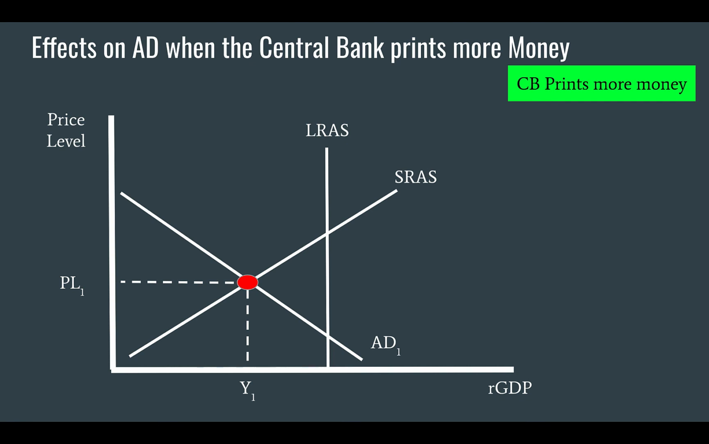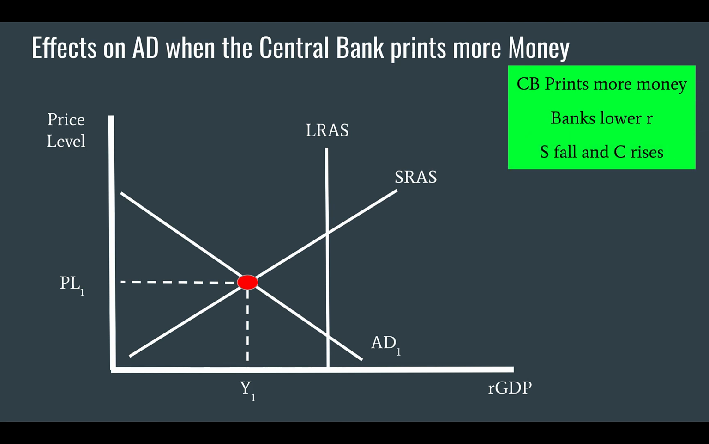When it prints more money, the interest rate falls because banks have extra money to lend out. They're profit maximizers. They make their profit by lending out, so they have to incentivize other people to borrow from them. That means they have to lower the interest rate. When they lower the interest rate, the reward to savings falls, so people do less of it. Savings falls, and consumption rises. So C rises, and as a result of that, aggregate demand rises.